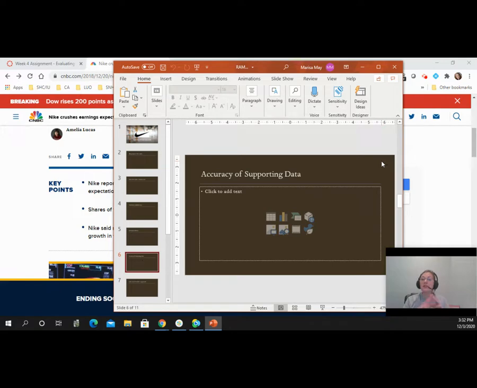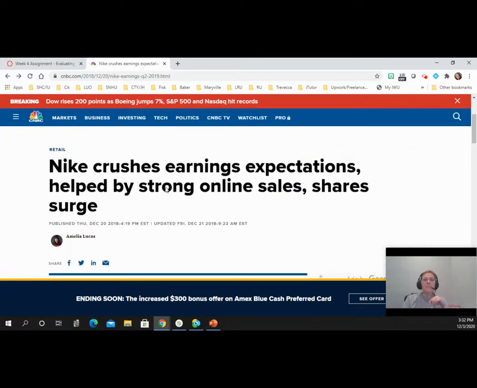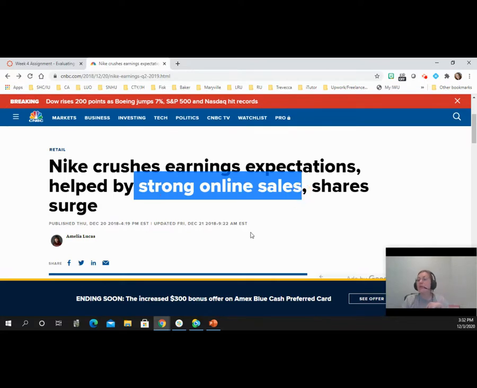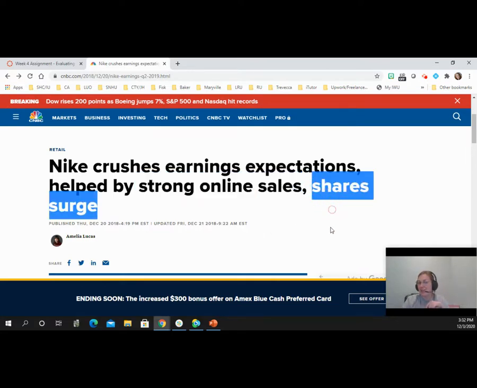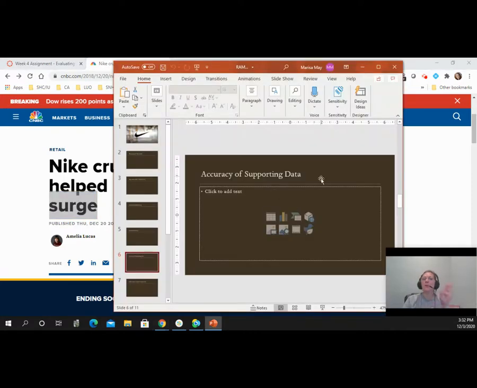The accuracy of the supporting data. This is where you're going to look at all of the other pieces that they've talked about besides the strong online sales, right? That's mentioned in the title. Are there other pieces of data like the shares surging? You'll want to talk about that in the supporting data here and the accuracy.